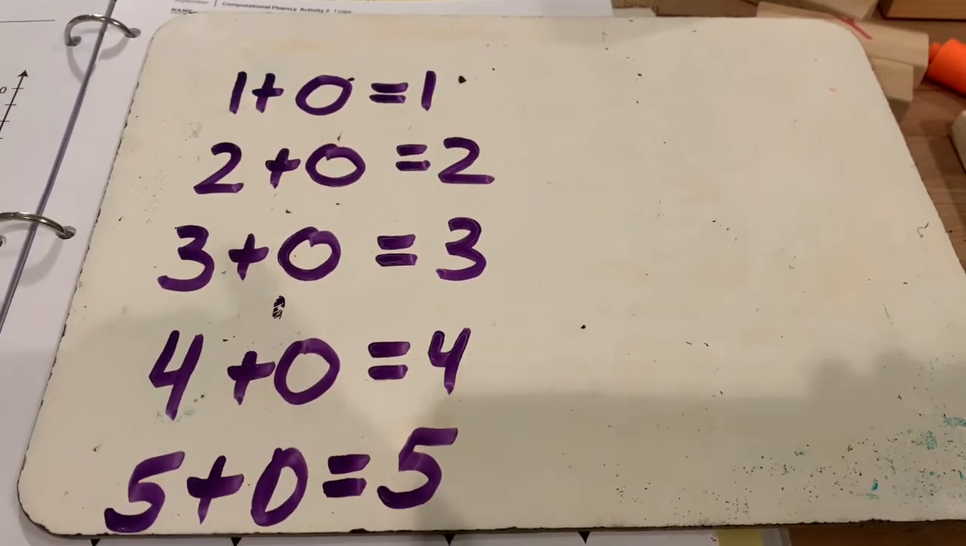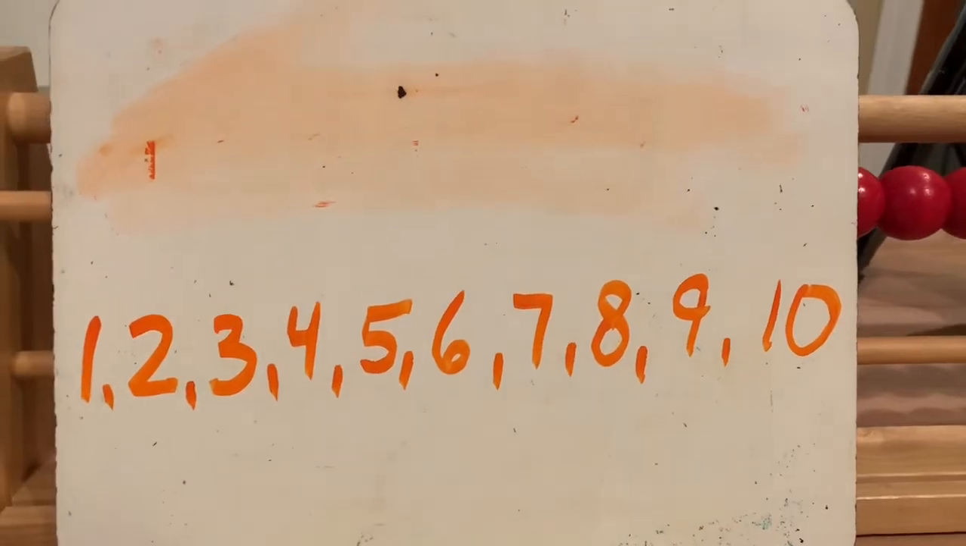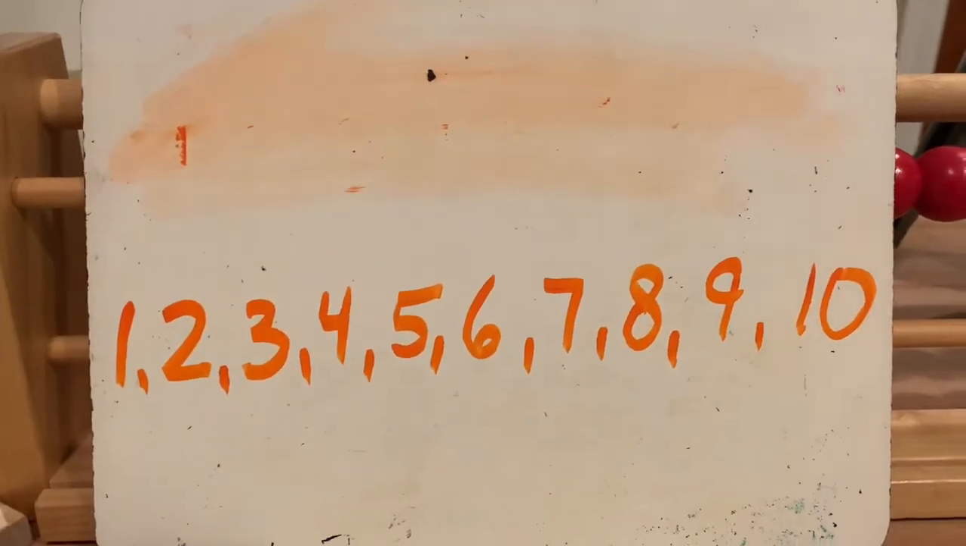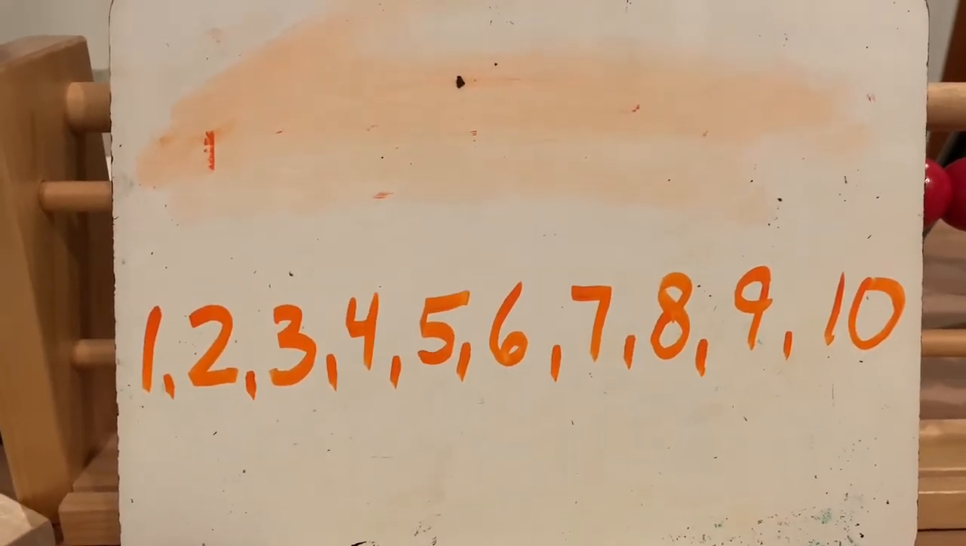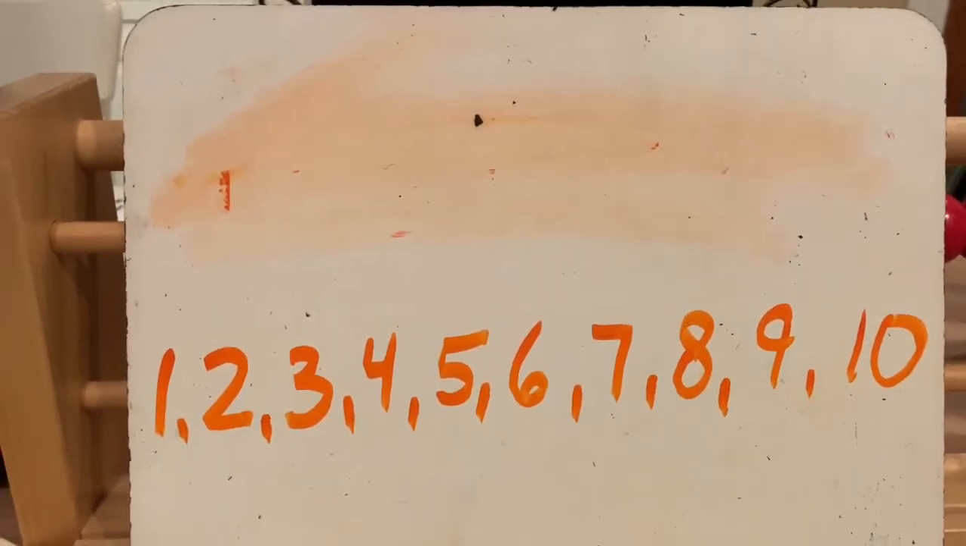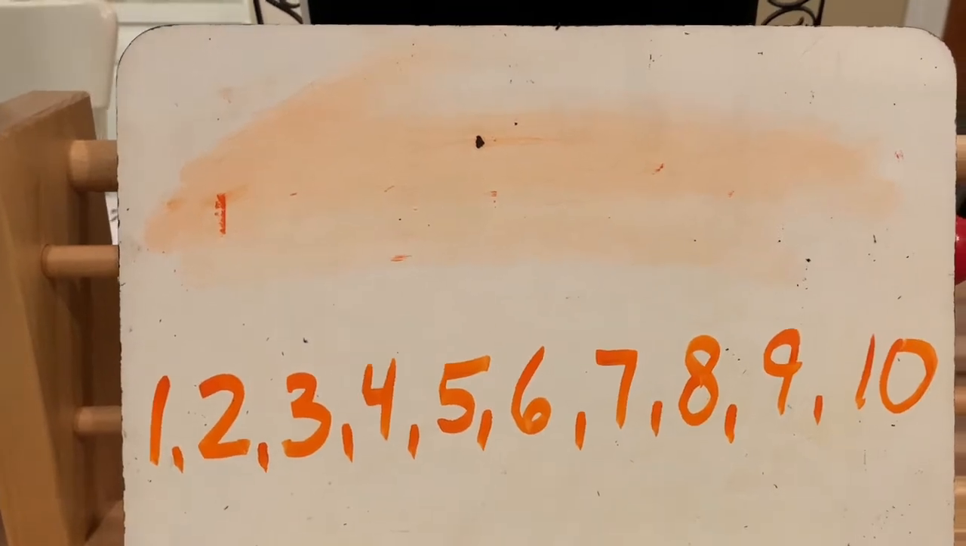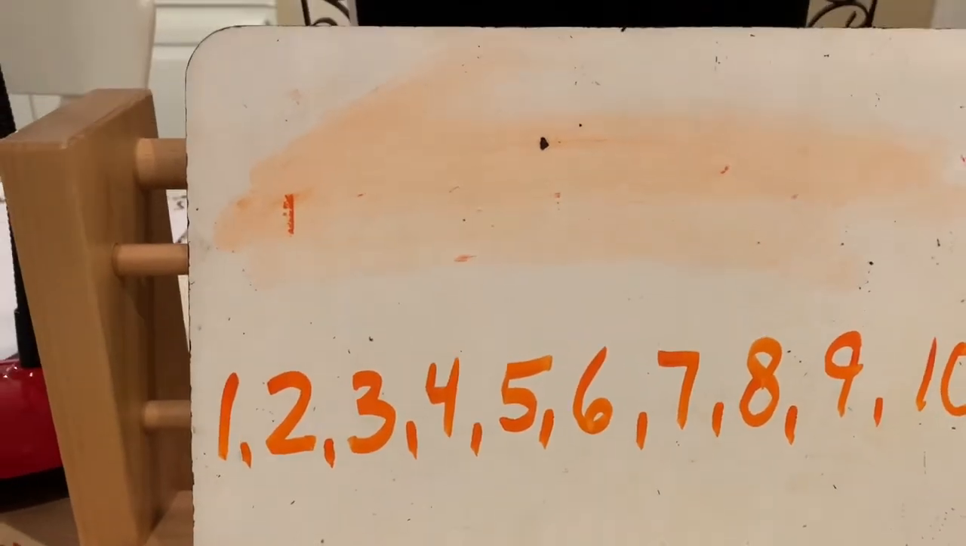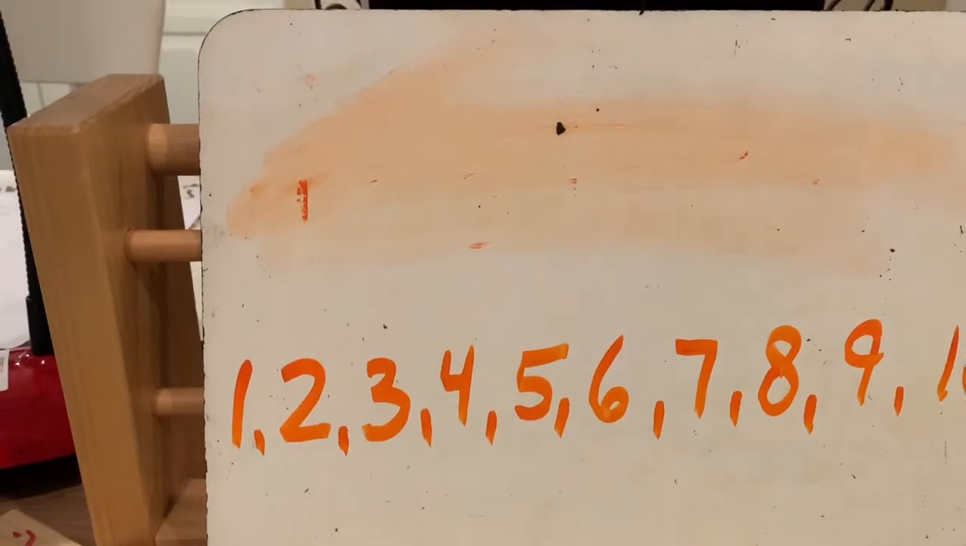Pretty darn easy, right? All right, kids, now we're going to review the rule of +1. So +1 is really the same thing as counting on, because when you're adding 1 to a number, you're actually just moving to the next number.